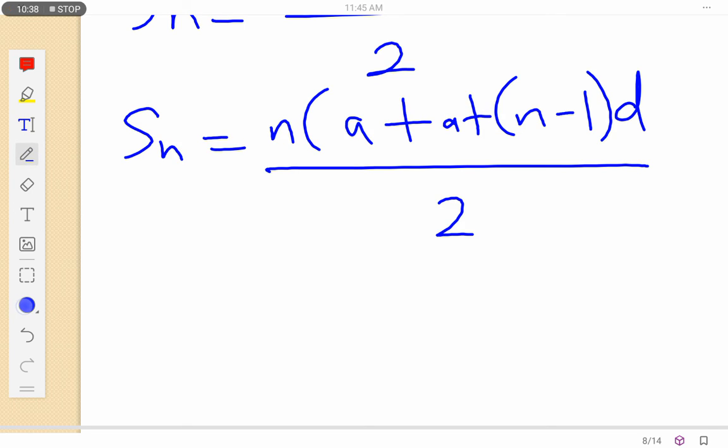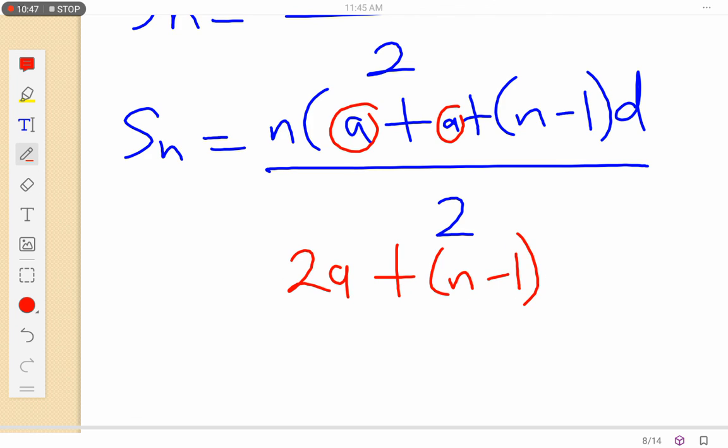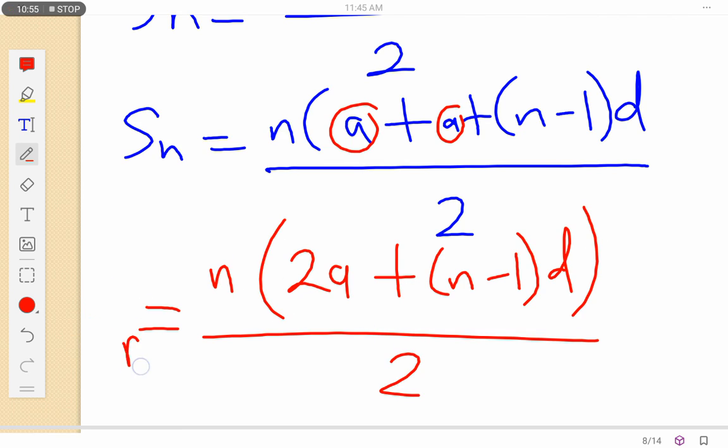Okay, so adding these ones, a plus this one, I'll get 2a. Then I'll have plus (n minus 1)d there. Then the rest is the same, so I'll have n over 2 is equals to Sn. Okay, so basically it's like this. So we have proved for known last term and unknown last term.